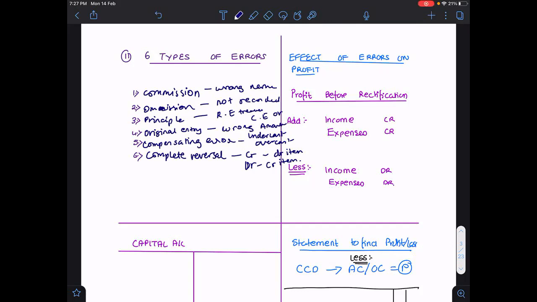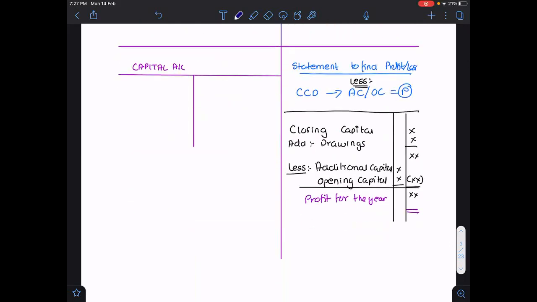Okay? Okay, fine. Go down with the capital account. Capital opening balance is on the credit side.